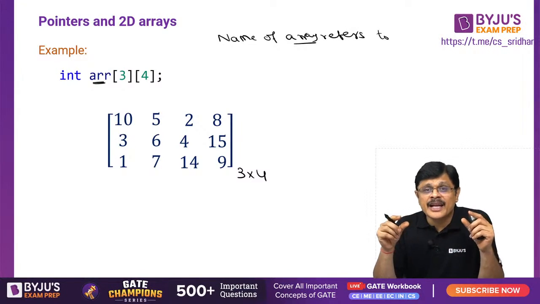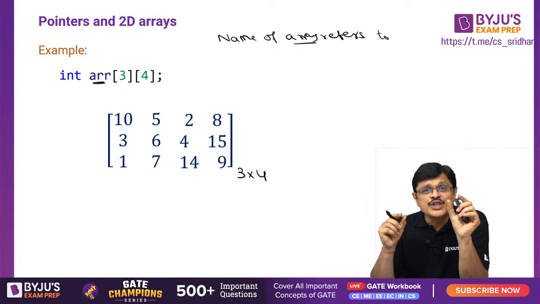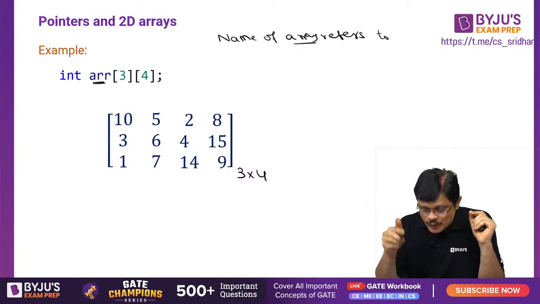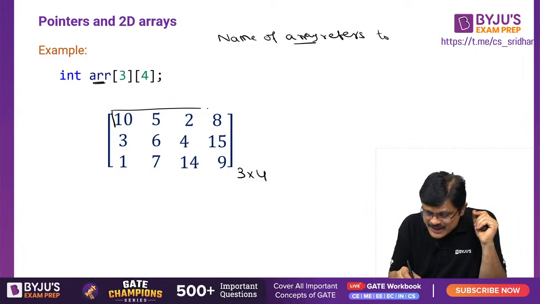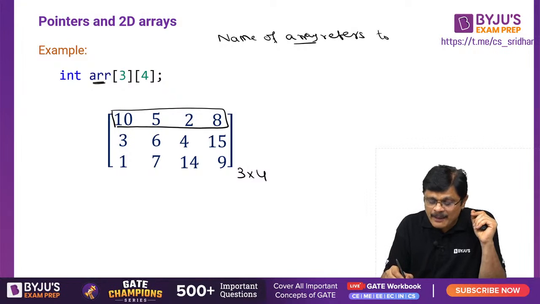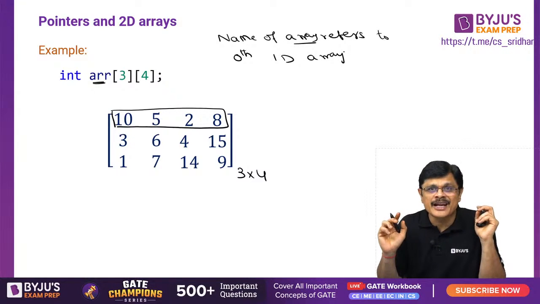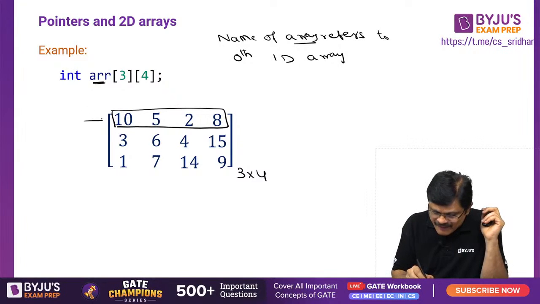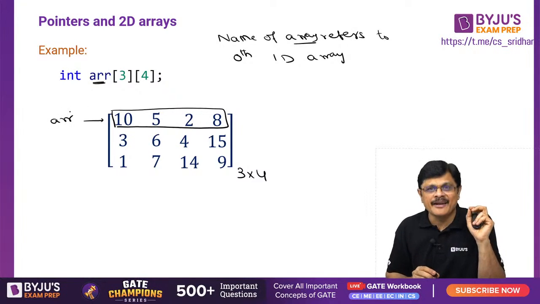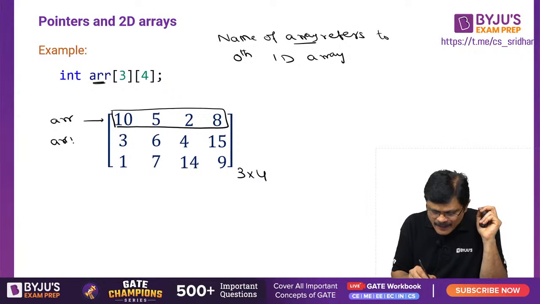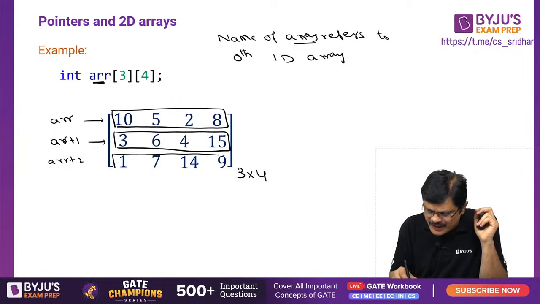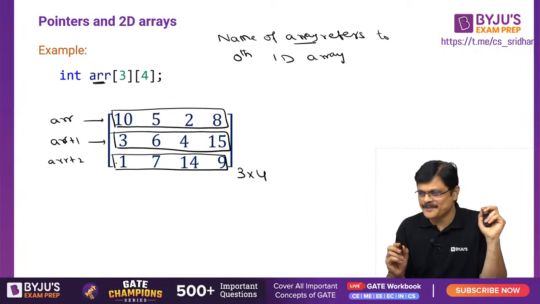See, in a one-dimensional array, the name of the array refers to what? The 0th element. So here, what will be the 0th element of a two-dimensional array? The 0th element will be the 0th one-dimensional array. So the name of the array here refers to the 0th one-dimensional array. So when you say ARR, it refers to this 0th one-dimensional array, my dear friends. And when you say ARR plus 1, it refers to the next one-dimensional array. And when you say ARR plus 2, it refers to the next one-dimensional array.